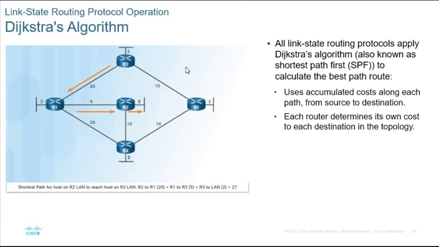Look at this. Shortest path first, it means, we all learned that OSPF uses cumulative bandwidth as its metric. We call it the cost.